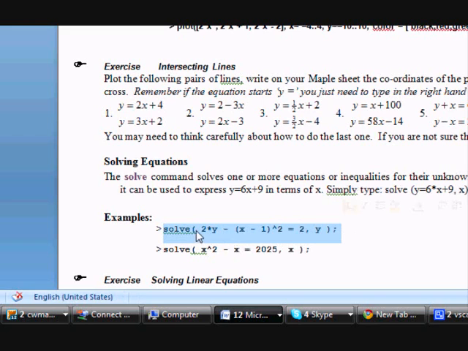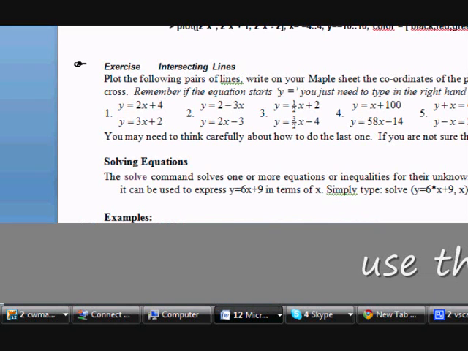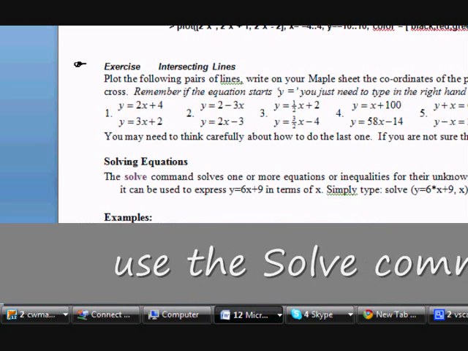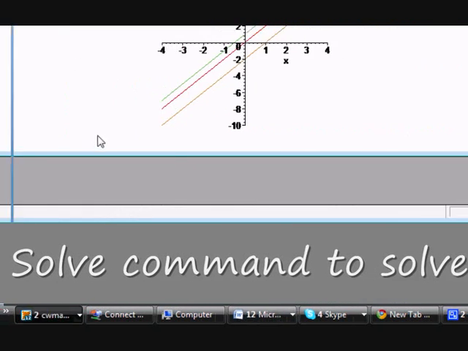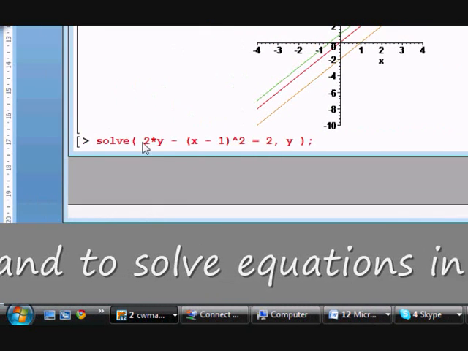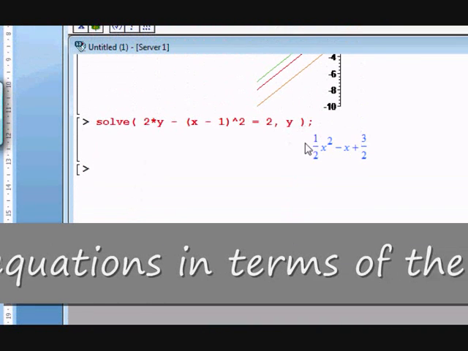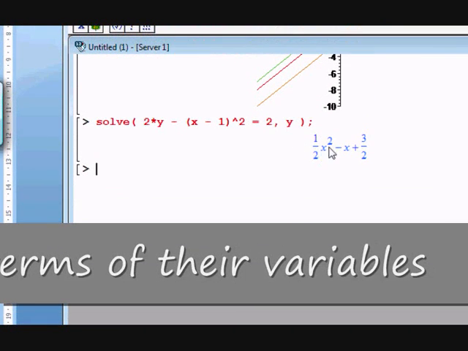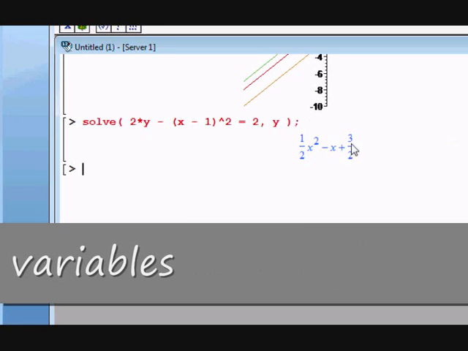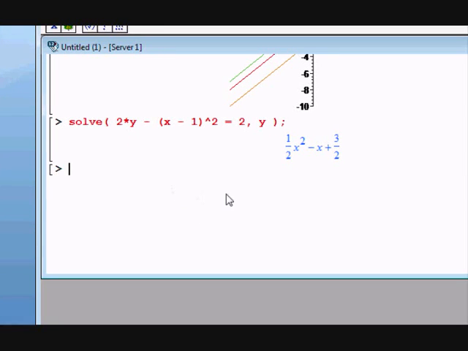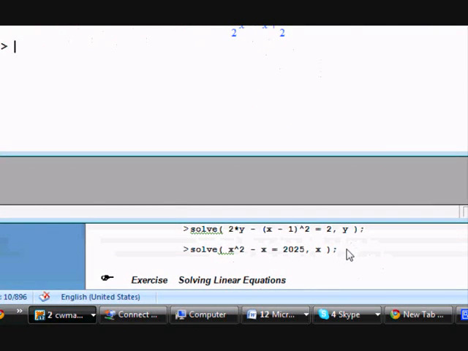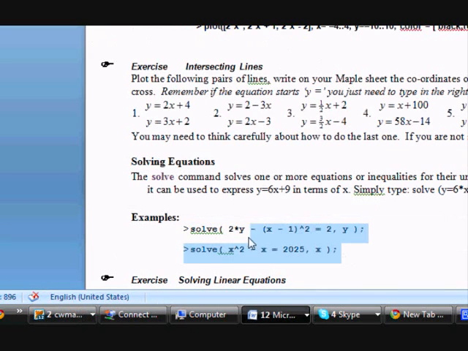In Maple, there is a very neat way of solving any sort of equation, and to do this we use the solve command. So here I've highlighted solve 2 times (y minus x minus 1) squared equals 2 in terms of y. Let's just paste that in here. Solve 2 times (y minus x minus 1) squared equals 2 in terms of y, which gives us an answer of half x squared minus x plus 3 over 2.